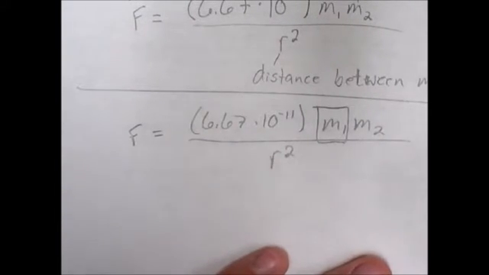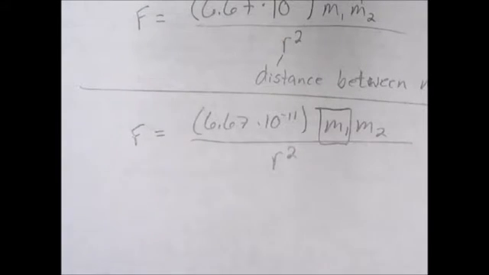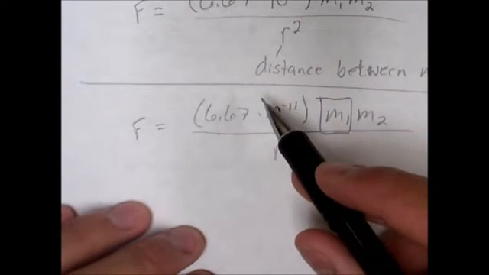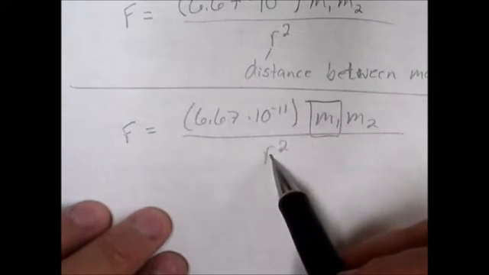PEMDAS. All right, looking for addition and subtraction. There's nothing there. There's multiplication and division. On multiplication and division, I have to start from the bottom up, okay? Got to go backwards here. So I need to get rid of this divide by r squared.